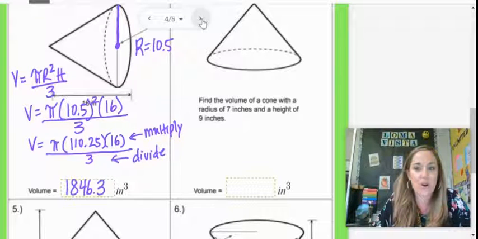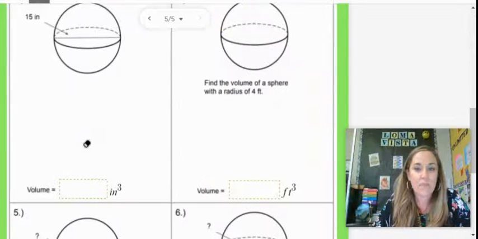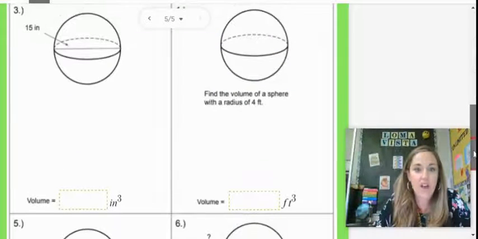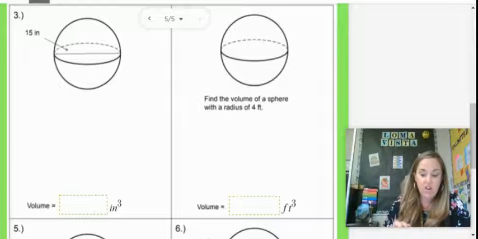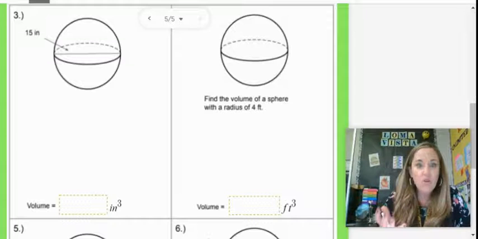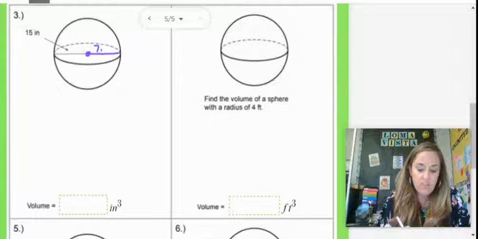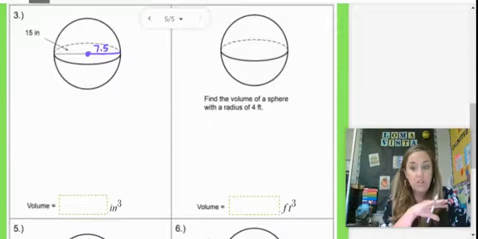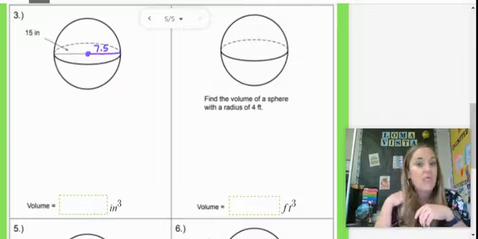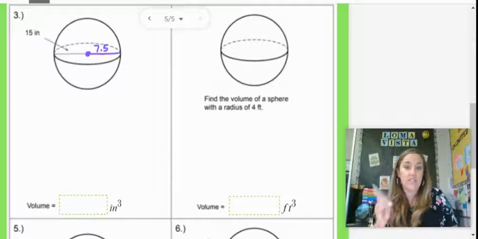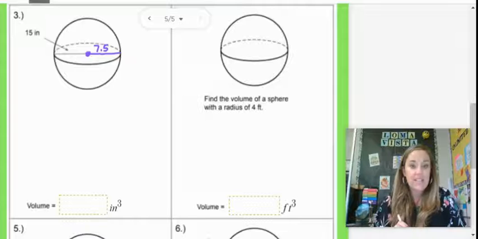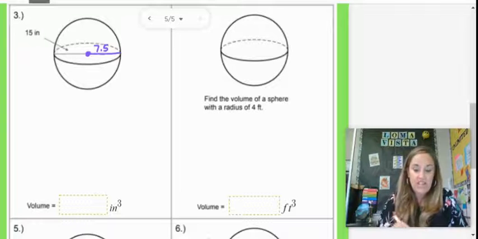And now let's do our sphere. Okay, so we have number 3. It looks like the same thing. Now it just happened that all these ones that we're doing right now, they gave us the diameter. If they give you the radius, for example, if this picture just showed that this was 7.5, you can use it. You don't have to cut it in half. You only cut it in half if they give you the diameter all the way across. So the radius is 7.5. I just cut the 15 in half.